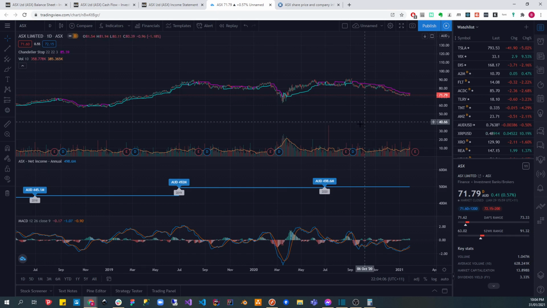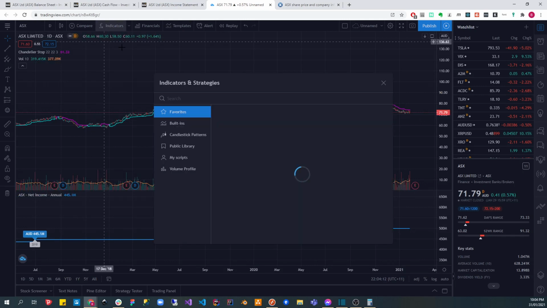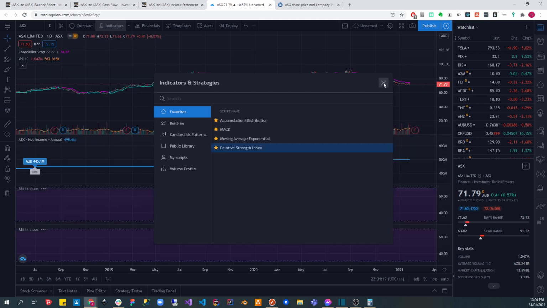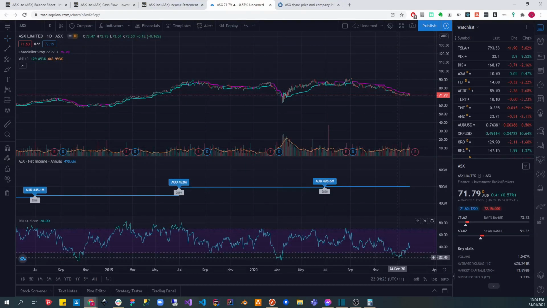Maybe look at an ATR. We can pull that one up. So we're already seeing the MACD, so let's just move that out of the way and pull up the ATR. Sorry, not ATR, relative strength index. Okay, so we're saying that it was oversold and it's coming on its way back up. I'm not totally convinced though.